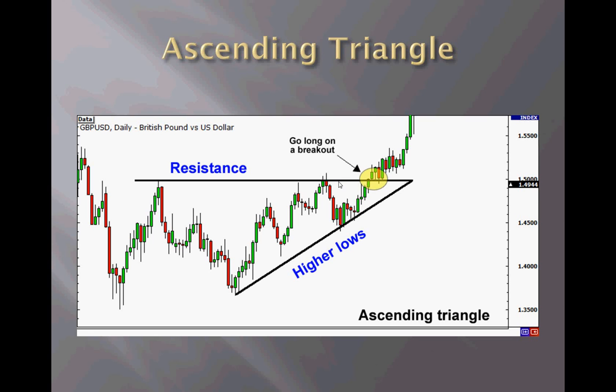Ascending triangles form when there is a resistance level and the market price continues to make higher lows. This is a sign that the bulls are slowly trying to gain momentum over the bears. The story behind the ascending triangle is that each time the price reaches a certain high, there are several traders who are convinced about selling that level, resulting in the price dropping back down.